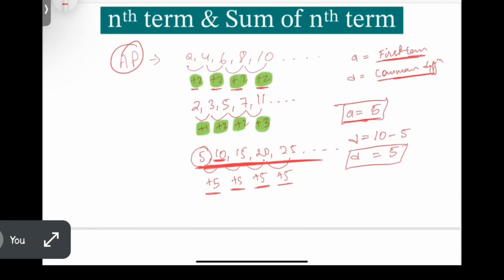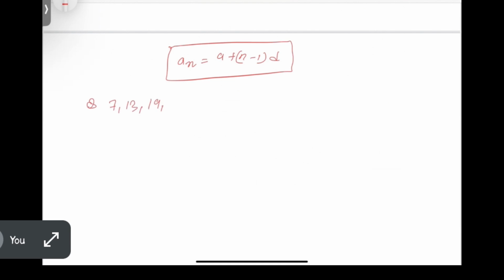Now that we know a means the first term and d means the common difference, let's write a formula here which is important. The a n formula, which is a plus n minus 1 into d. We call it the n-th term formula. So n-th term simply means, let's take a question, that will be better here. So 7, 13, 19, and let's say go until 205.